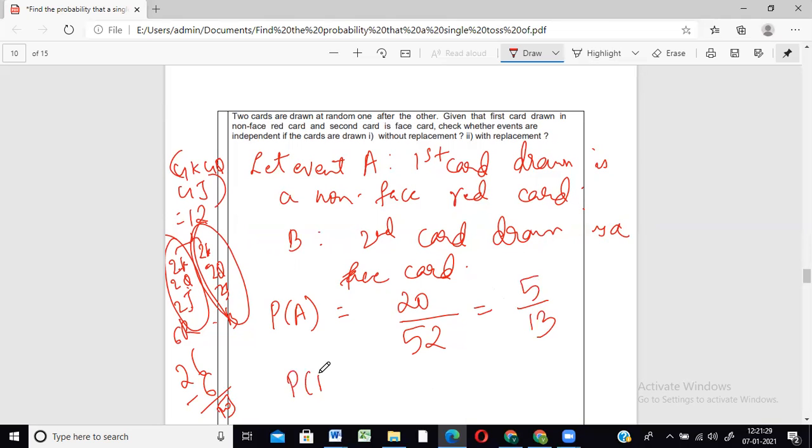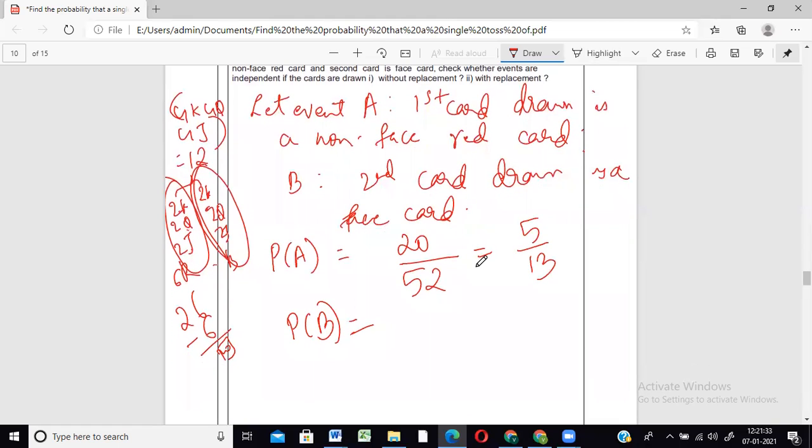The next probability is the probability of event B, that is, the second card drawn is a face card. Now this one I have told you already. Okay, so let us do the probabilities first. The second one drawn is a face card. Total cards is 52, total face cards are 12, as I just told you. That is 3 by 13.